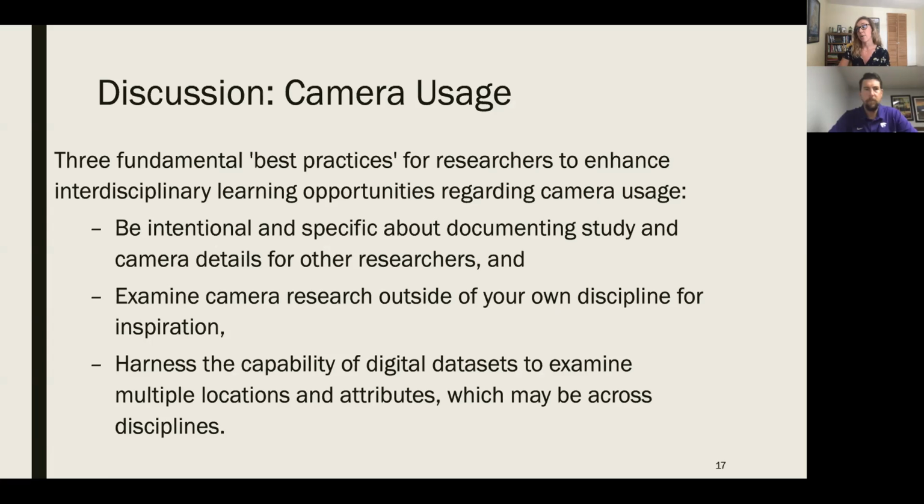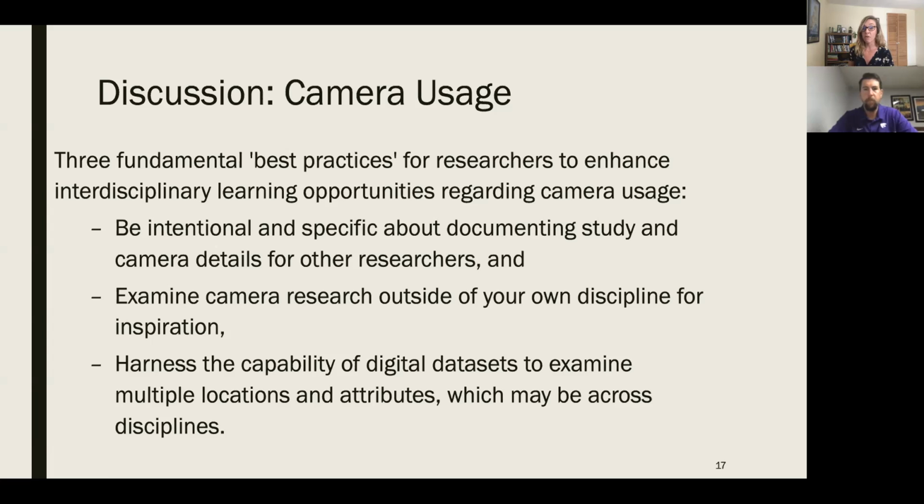What we've also seen, however, is that camera data collection and image analysis techniques have largely developed within disciplines, really limiting the ability for that collaboration and interdisciplinary learning, which is likely why we haven't seen this, and that we're filling this gap. But those results really led us to this recommendation for researchers to be intentional and specific about documenting study and camera details for other researchers so that we can learn from one another.